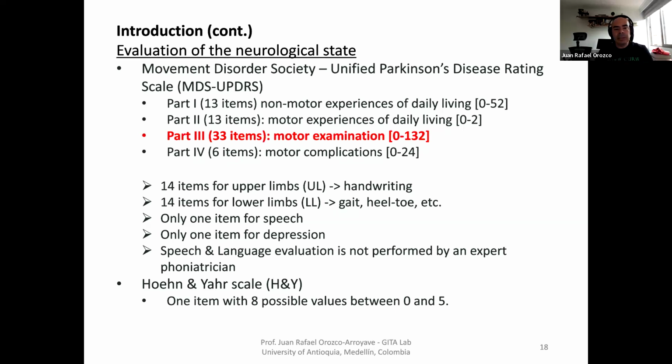Not because the other aspects are not interesting, but just because we don't have enough time to do all of the examination. It includes the evaluation of the handwriting, the upper limbs control, the lower limbs control. It only has one speech item to evaluate speech production and only one item to evaluate depression. So if you want to study speech and depression, you have to think of a different examination. But if you don't have enough time, you have to live with either the whole motor part of the scale or only one item for it.